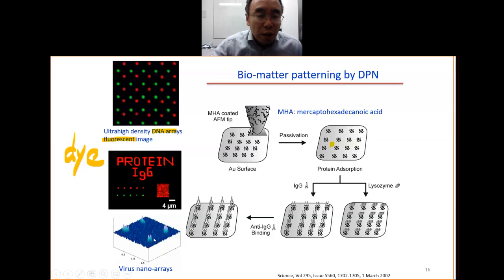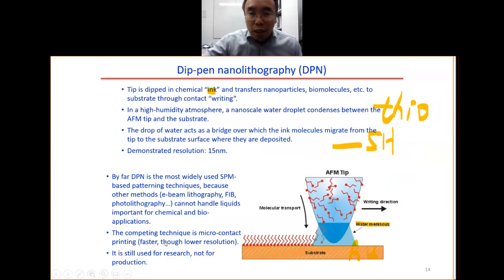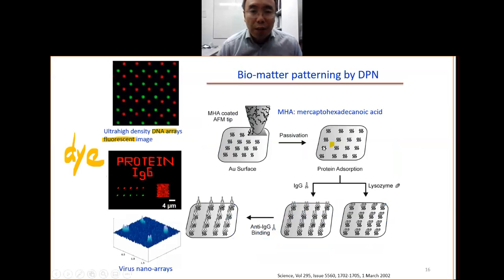Here, you can also make a virus. I visited this professor's group maybe 5 years ago. He had a very, very big lab. He put all kinds of drawings and patterns on the wall to show dip pen nanolithography. For example, you can make Einstein's face using dip pen lithography. Then he puts it on the wall to show in the lab.